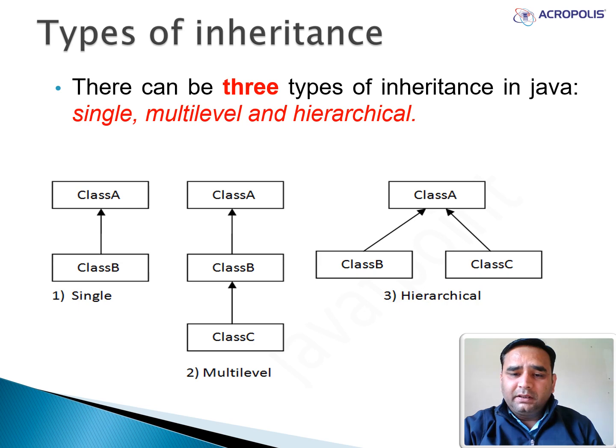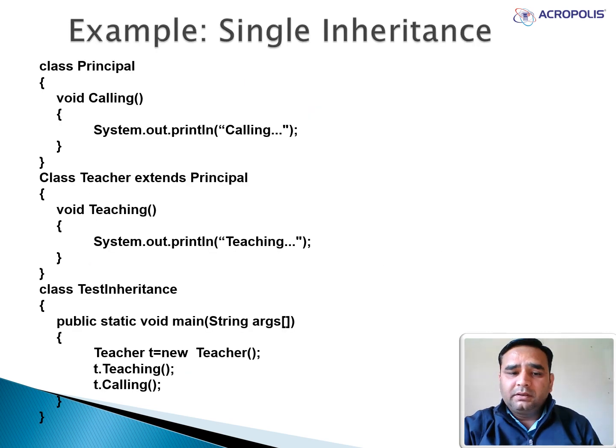Now the third one is hierarchical inheritance. Hierarchical inheritance is whenever there is a single class that acts as a base class for more than one class. We can see that in this example, classes B and C are inherited from class A. So this is an example of single inheritance.